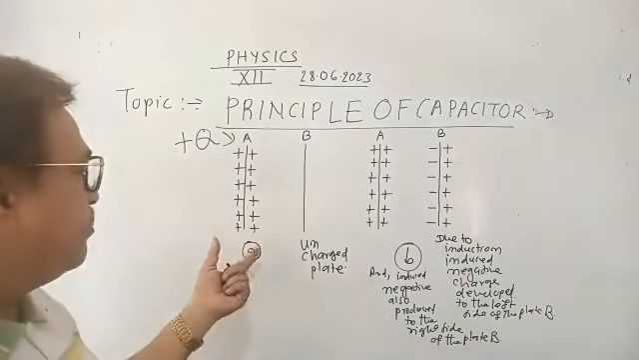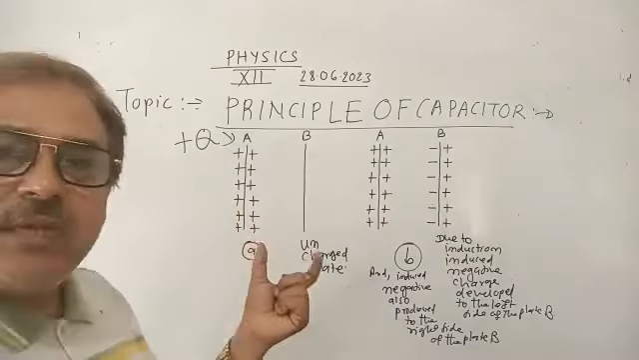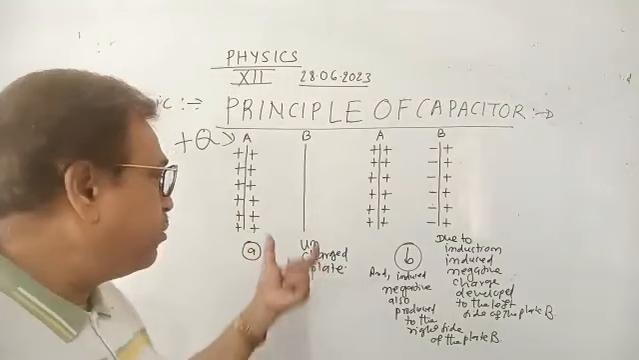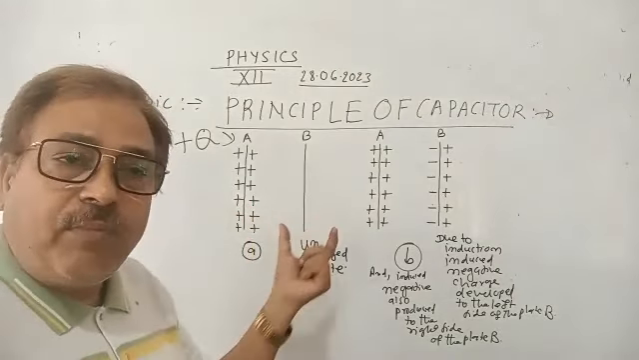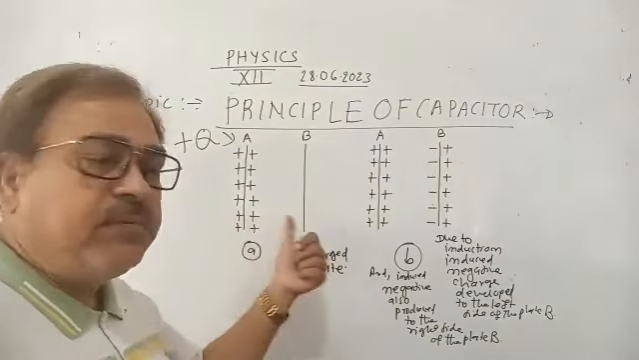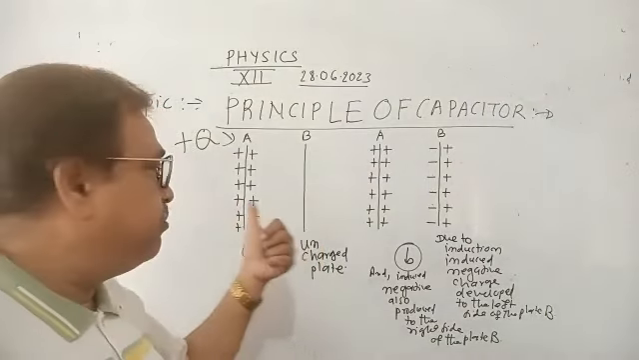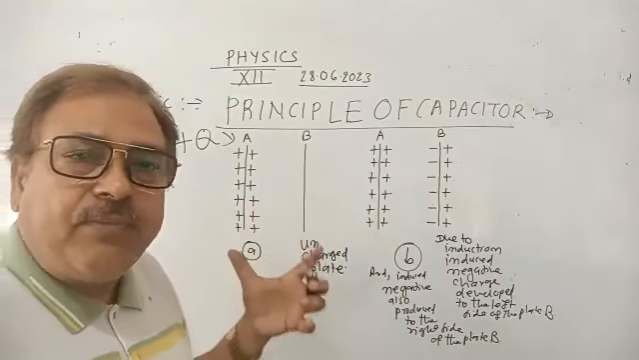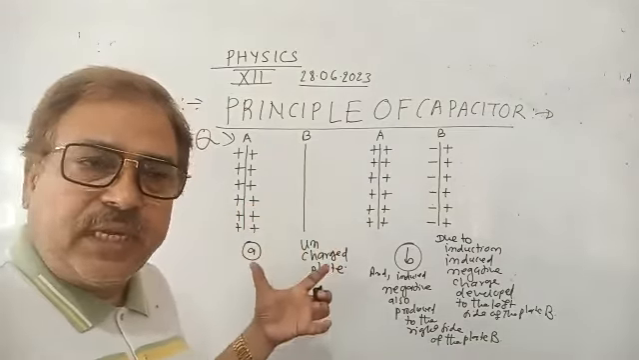If the plate A is positively charged, high potential is stored by the plate A. If no charge is given to the plate B, no potential is there. So what is the potential difference between the two plates initially? P plus minus 0. So we have only high potential in the first stage.